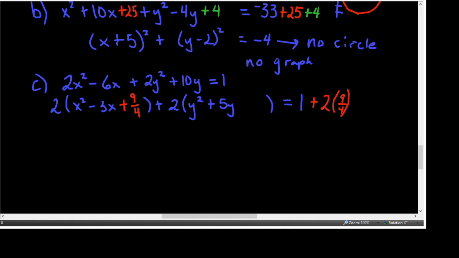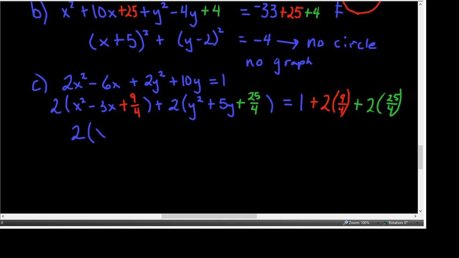All right, then completing the square for y, half of 5 is 5 halves. The square of 5 halves is 25/4. And just like we did before, I didn't really add 25/4 to the left side. I actually added 2 times 25/4. So I have to add 2 times 25/4 to both sides. Okay, so completing the square is completed.